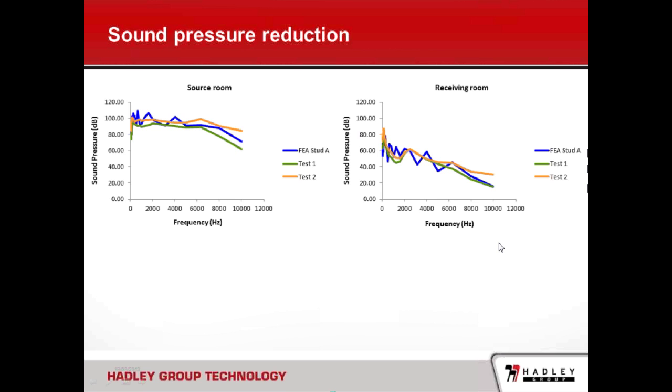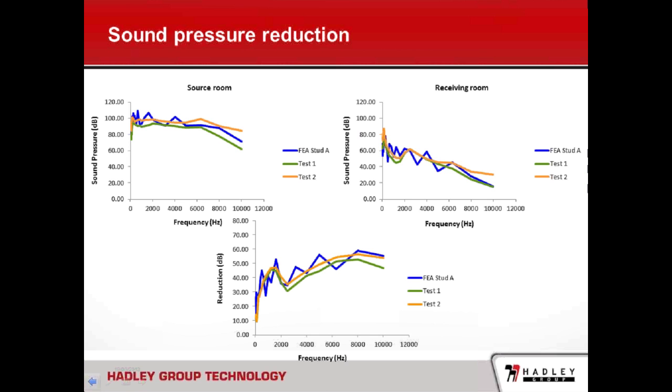By subtracting the sound pressure between the source room and the receiving room, we obtain the reduction in decibels between the two rooms. This reduction indicates how the system performs in acoustic performance. You can see again the simulation result in the blue curve agrees very well with the experimental data. This is for stud A.